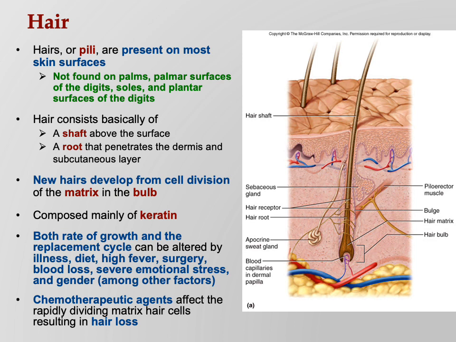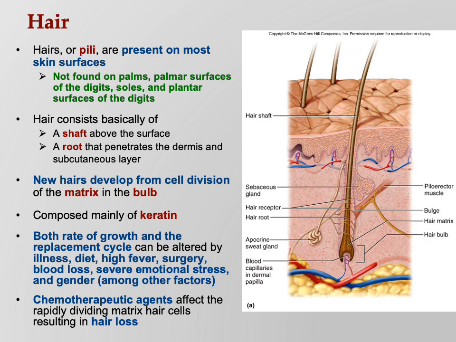I'm not going to emphasize hair. You don't really have to know the shaft and the root and the matrix and the bulb. I just want you to know hair is an accessory structure, and it does actually do a lot for the body. It provides protection. It also helps insulate from cold weather. So hair is useful. It serves a purpose. You don't have to know all the individual parts.